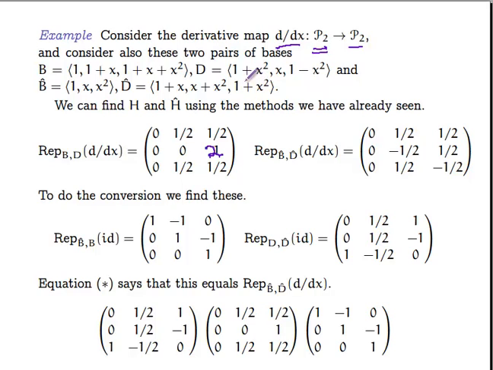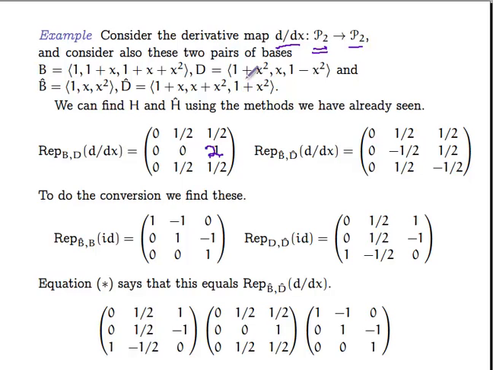You can do that power by power. For instance, here you'd have 1/2 times 1 plus 0 plus 1/2 times 1 gives me 1. 1/2 times x minus 1/2 times x gives me 0. And here I have minus 1/2 times x squared plus 1/2 times x squared gives me 0. So that does give me the x.